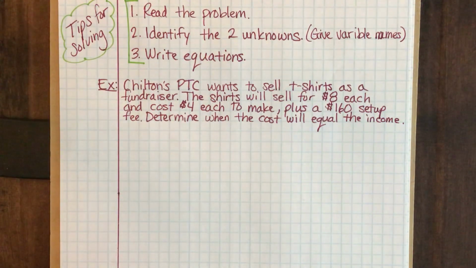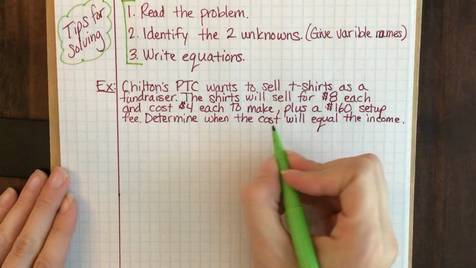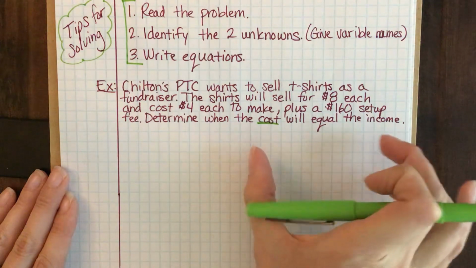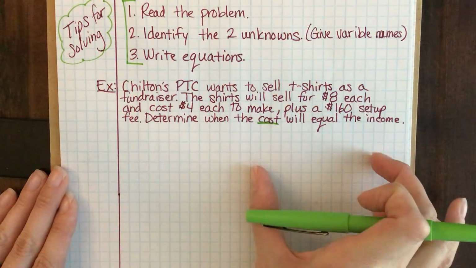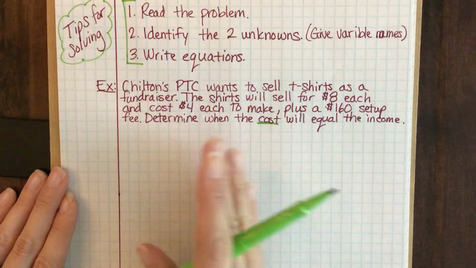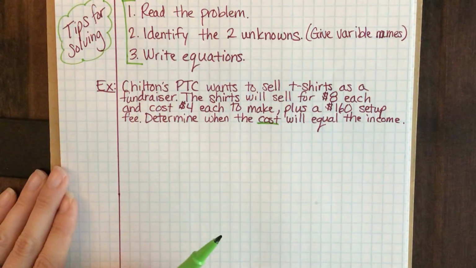So what we're gonna do is first of all, identify those two unknown things. It looks like we're looking for the total cost. The cost and the income, we want to find out when they're the same. Before that point, they'll be in debt. After that point, they'll be actually making money. And the other thing we're looking for is how many shirts they need to sell.